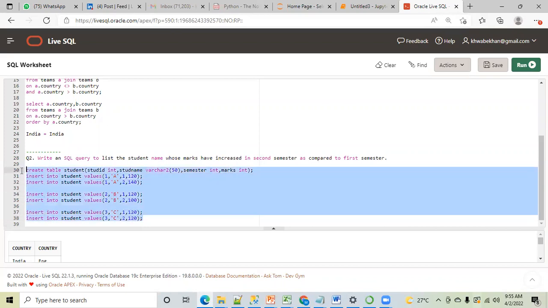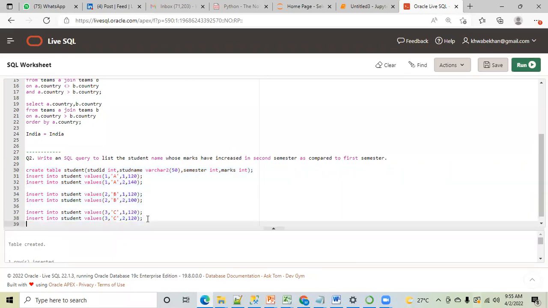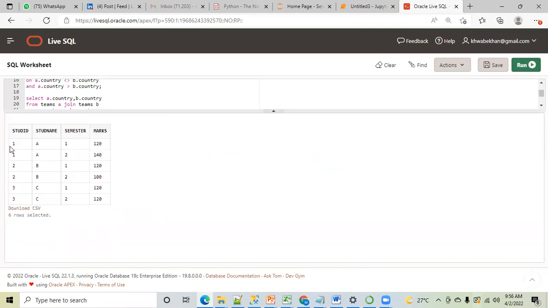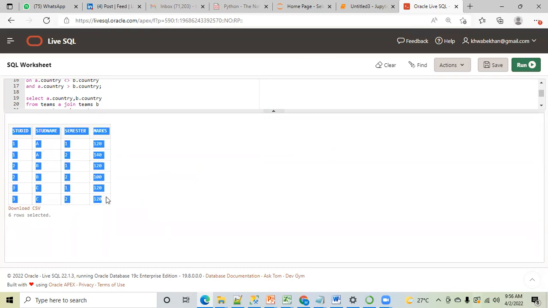Okay. This is your student table. Is the question clear? I think no responses. This is not clear. Okay. Write an SQL query to list the student names whose marks have increased in the second semester as compared to the first semester. Whose marks in the second semester are greater than the marks in the first semester. Okay, and this is the data in front of you. Can you tell me who is that student?